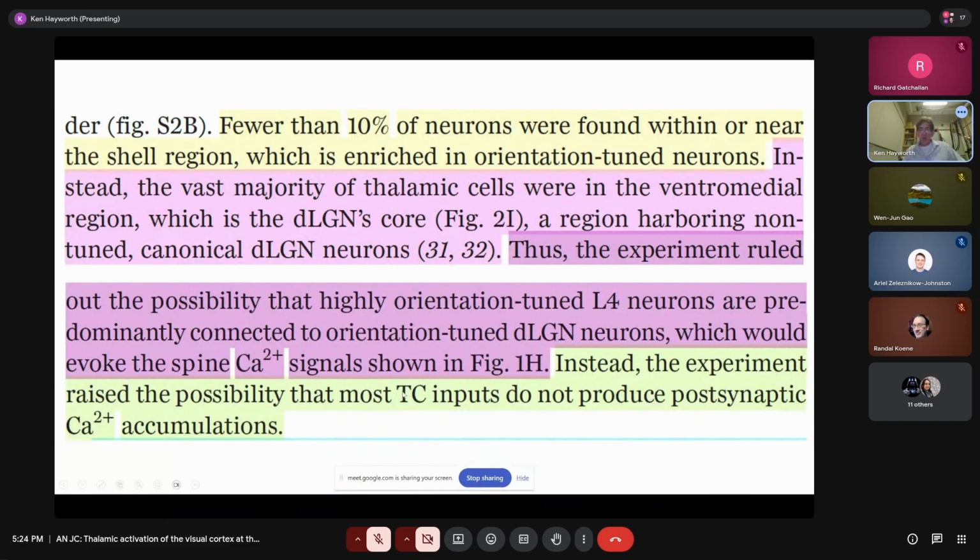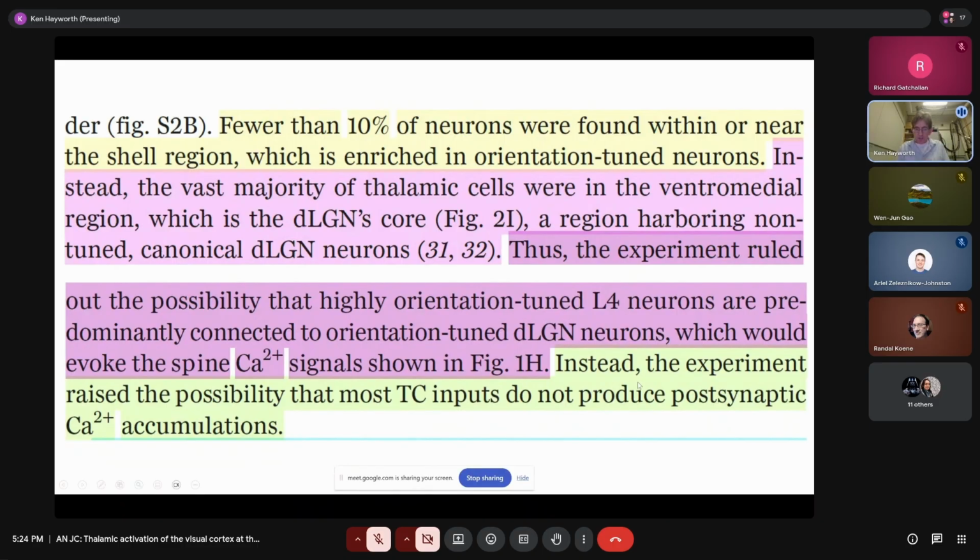Okay, so they say the vast majority of the thalamic cells were in the ventromedial region, which is in the LGN's core, a region harboring non-tuned canonical LGN neurons. Thus, the experiment ruled out the possibility that the highly orientation-tuned L4 neurons are predominantly connected to orientation-tuned LGN neurons.